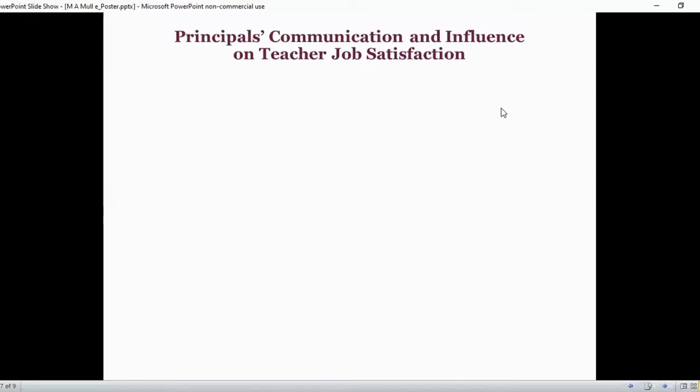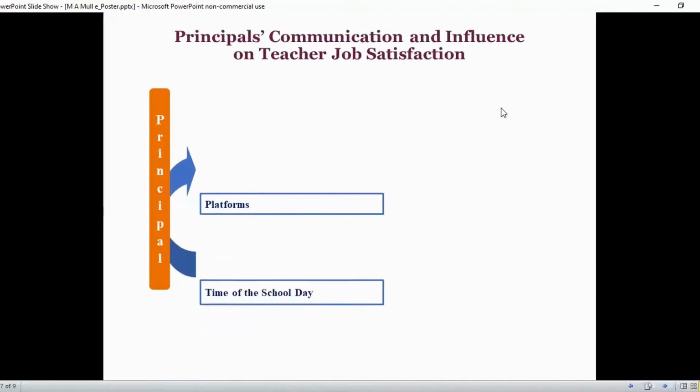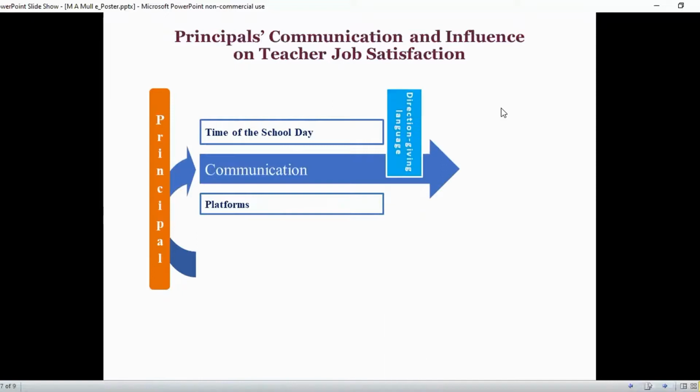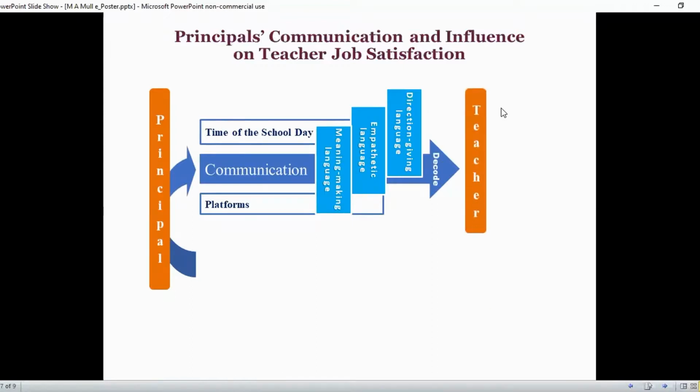communication flow. The principal disseminates information using various communication platforms throughout the day to connect the information to daily operations activities horizontally and vertically. The principal employs direction-giving language, empathetic language, and meaning-making language to disseminate the information to the teacher.